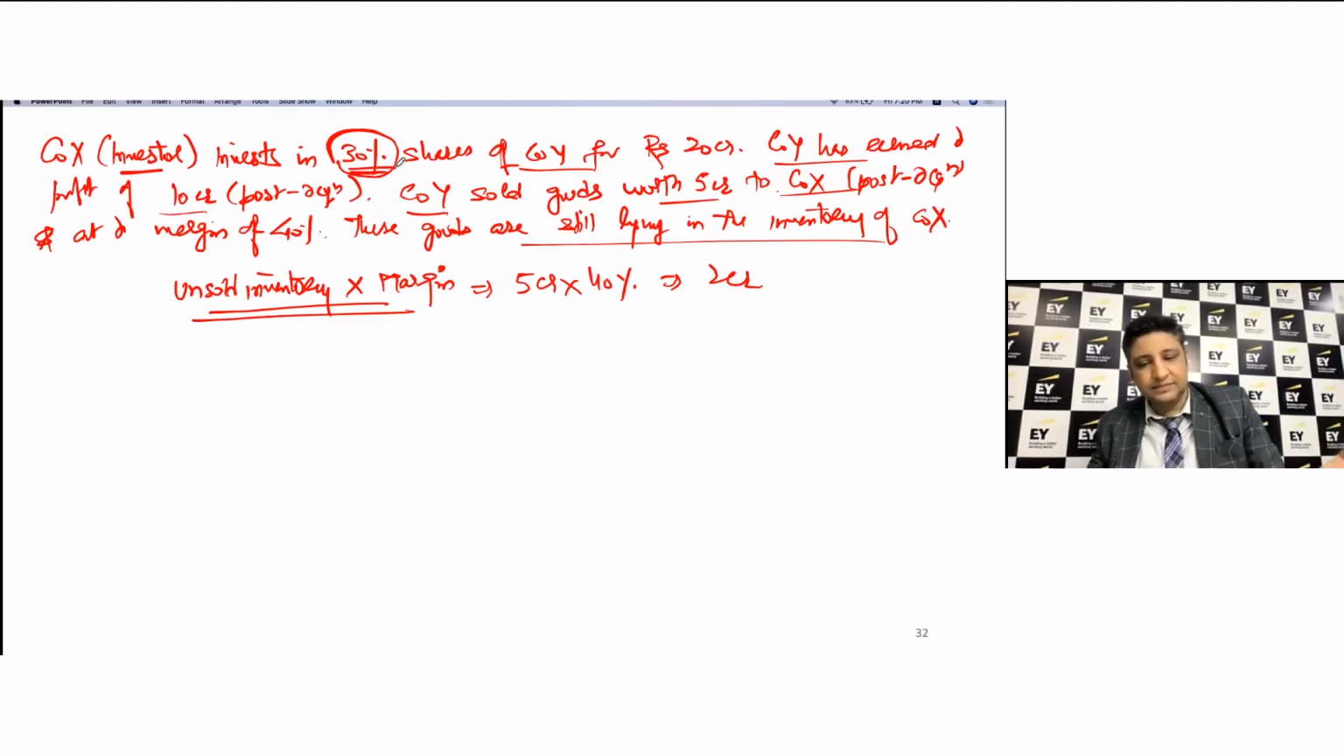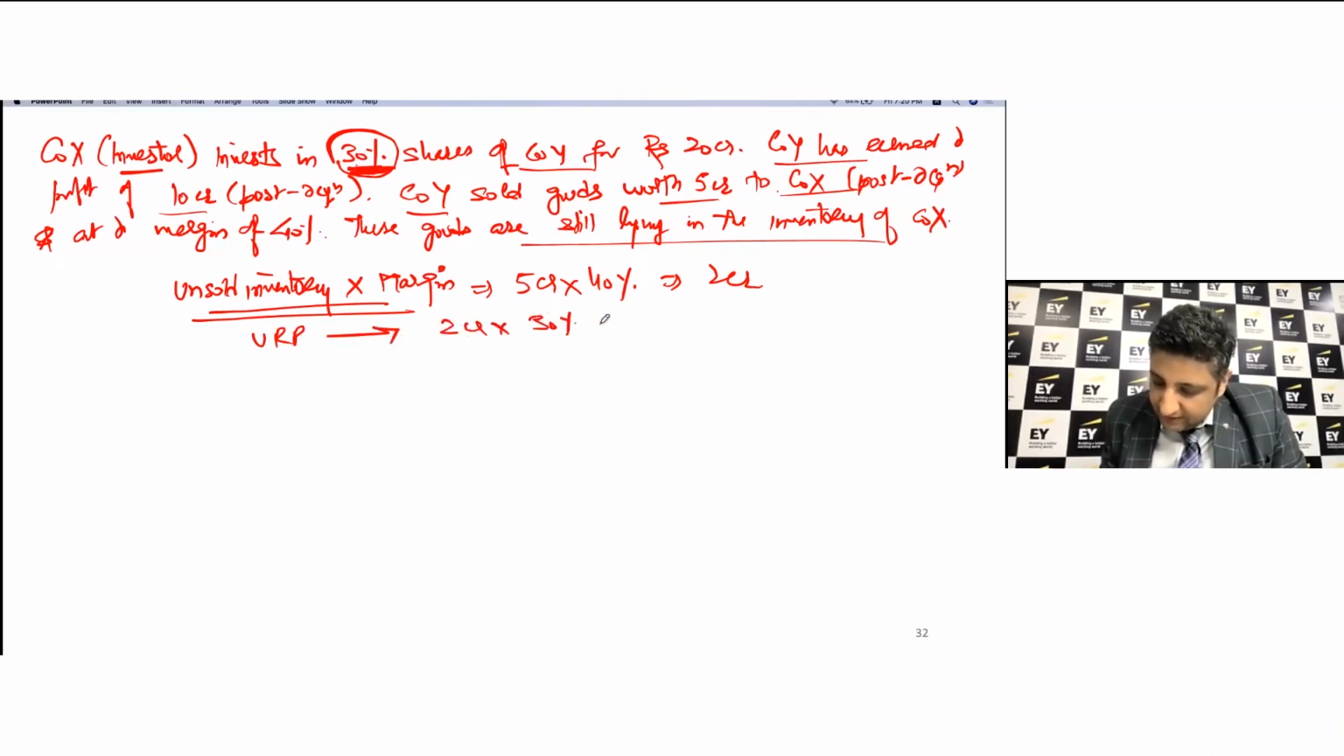So the overstatement of that profit, or the unrealized portion of the profit, is restricted to your stake in the investment in associate, which actually means that my URP, unrealized profit, should be calculated at 2 crores into 30%, which is 60 lakh. Okay.